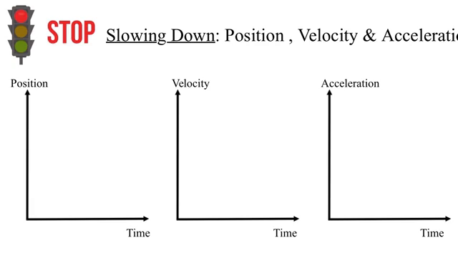I know that for an object that's slowing down, its velocity is going to go from some positive value to 0. And I know that the slope of the position time graph is the velocity or speed of that object. So I know that my slope here will go from some positive slope to 0. I can represent that with a curve like so.